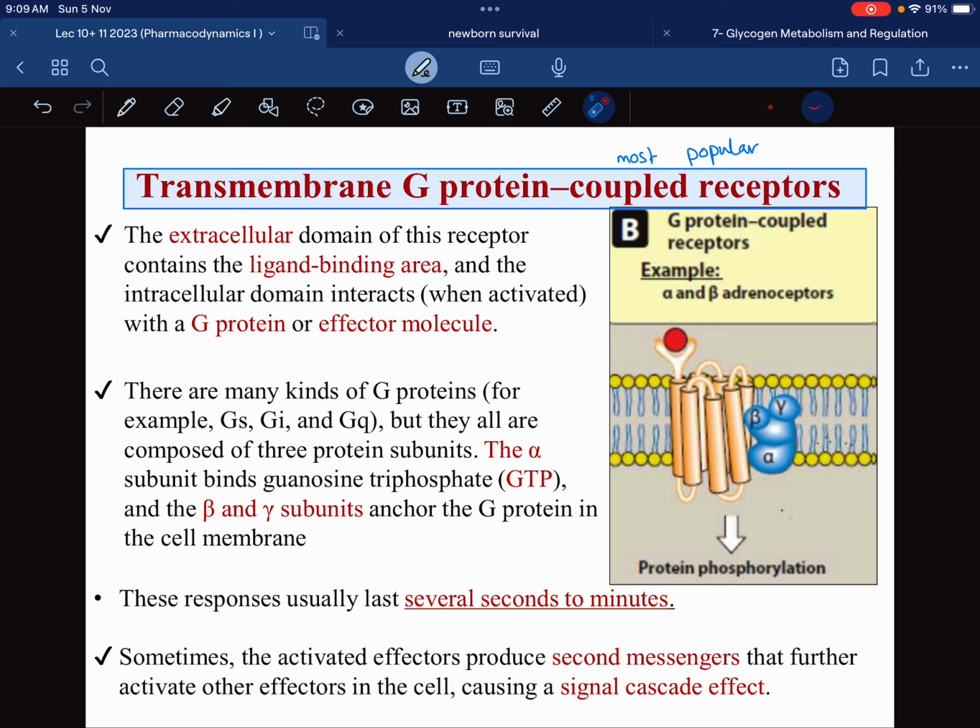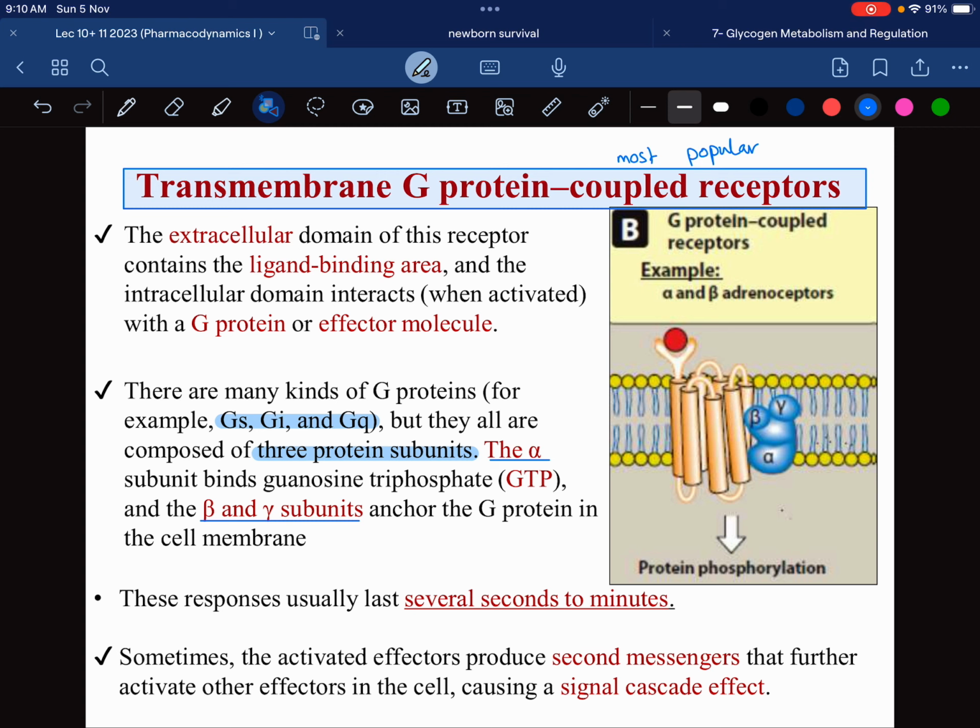So the compound will bind to the binding site in the extracellular domain, and the effect of that drug will be in the domain inside. There are many kinds of G protein type. There are GS stimulatory, GI inhibitory, and GQ, the type that binds certain compounds and produces a certain second messenger. But they are all composed of three protein subunits, alpha, beta and gamma. We say alpha, beta, gamma, three subunits for all types of G protein, GS, GI, GQ.